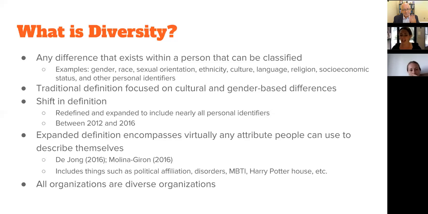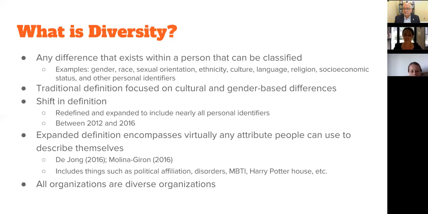But there was a shift in that definition between 2012 and 2016. Diversity was redefined and expanded to include nearly all personal identifiers. So this expanded definition encompasses virtually any attribute that people can ascribe to themselves. And this is sourced largely from work done by Dion and Molina Giron in 2016, really looking at university students' perceptions of diversity and ways in which they classify themselves, as well as how different organization employees classify themselves.